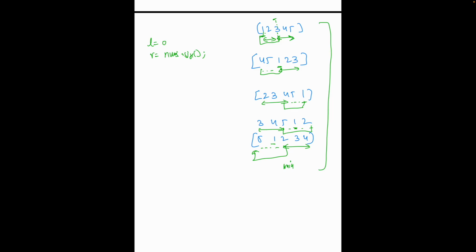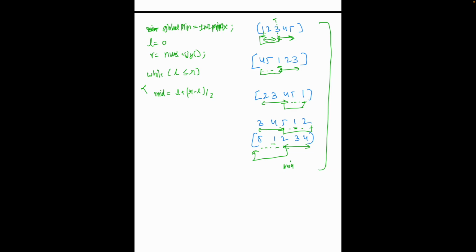So what I'm proposing here is L equals 0, R equals nums.size, and then while L is less than or equal to R, mid equals L plus (R minus L) by 2. Then here I'm going to do 3 big O of 1 checks. And I also want to take a global min, which will be INT_MAX.